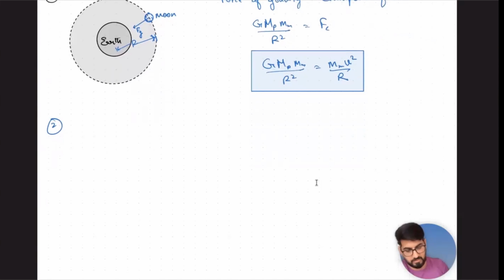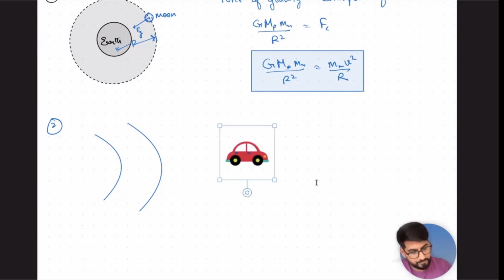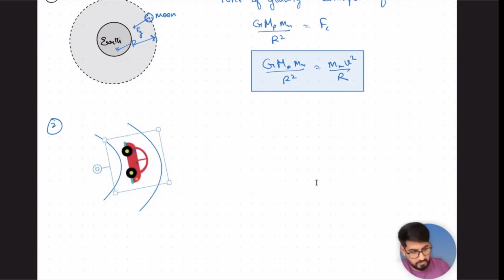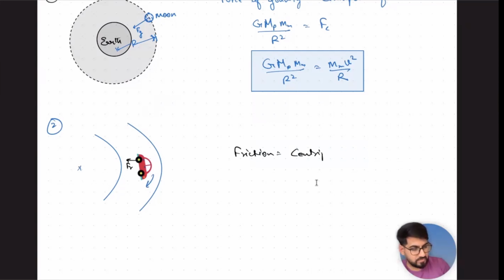So let us say this is a circular track and your vehicle is here, let us say like this. The vehicle is turning. This vehicle is moving like this. So this is, let us say, the center. The friction will be provided here by the tires. So the friction is equal to your centripetal force in such a situation.